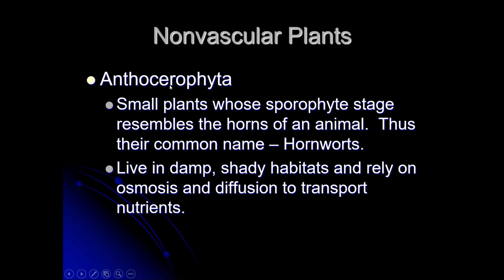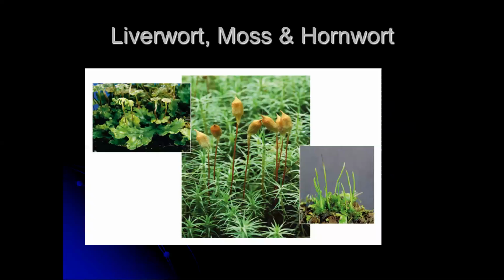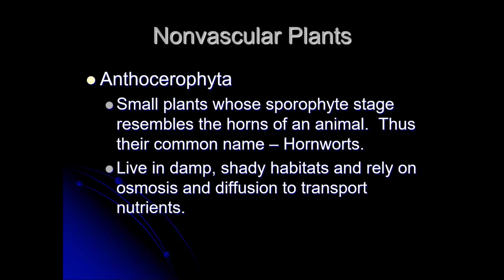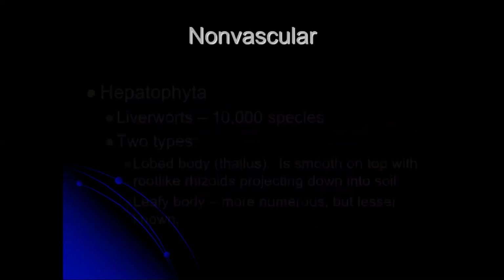So our first one is Anthocerophyta. And the antho has something to do kind of with antler or horn. And that's why the common name for this group is often hornworts. This is because the sporophyte stage resembles the horns of an animal in some way. You can kind of see that a little bit here with these structures in the center picture. They're going to live in damp, shady habitats, rely on osmosis and diffusion to transport nutrients. And I go through these pretty quick, really.